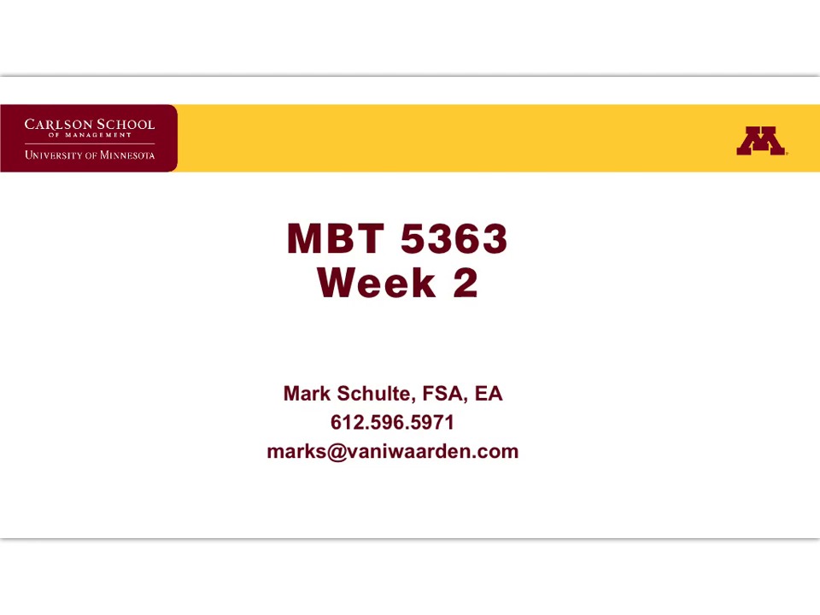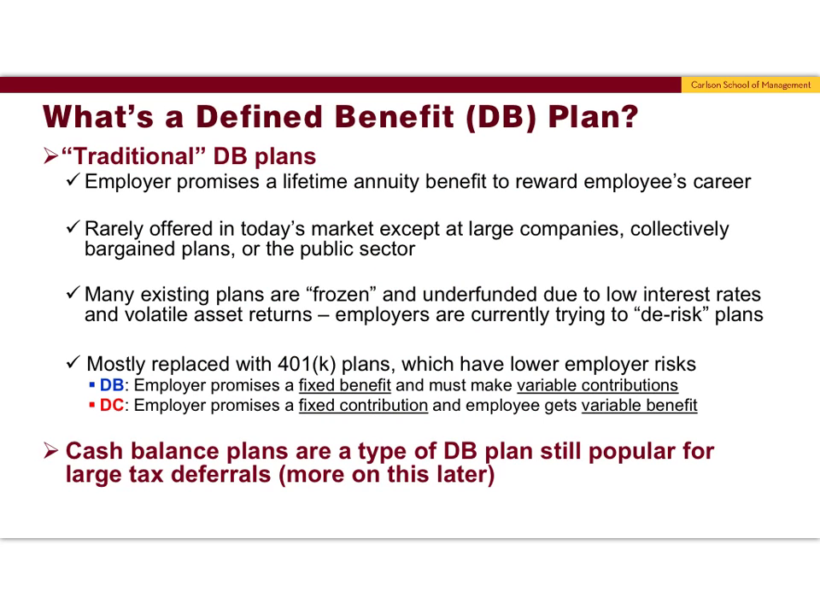So, what is a defined benefit or DB pension plan? A traditional DB plan occurs when an employer promises a lifetime annuity benefit to reward an employee's service with the company. If you're not familiar with annuities, these are benefits that pay a monthly income stream for the participant's lifetime. Traditional pension plans are rarely offered in the private sector today, except at very large companies. They are also prevalent in collectively bargained plans for union employees and also for employees in the public sector.